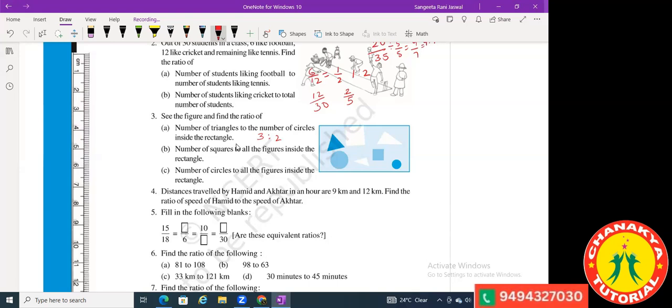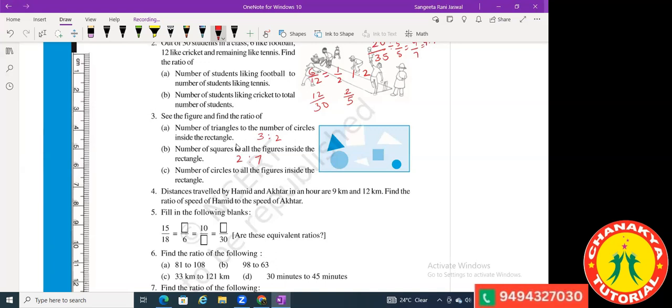Okay. So, now the next B part, Sritej will tell me. Find the ratio of the number of squares to all the figures inside the rectangle. Ma'am, all the figures are 7, and the number of squares is 2, so it's 2 is to 7. Great. Good.